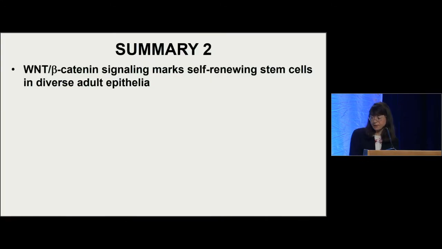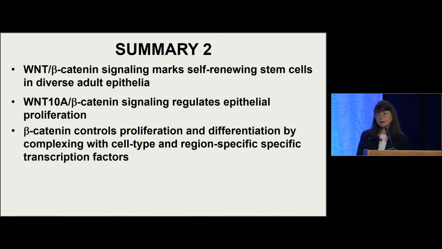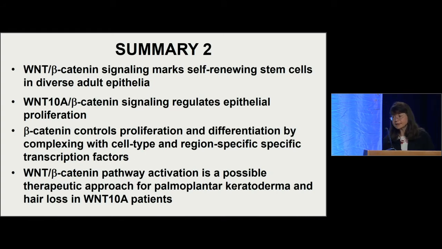So to summarize the second part of my talk, I've shown you that beta-catenin signaling marks self-renewing stem cells in diverse adult epithelia, and we've identified Wnt10A as a very important ligand in driving epithelial proliferation. But we additionally find that beta-catenin is also critical for differentiation, and it performs this different function by complexing with cell type and region-specific transcription factors. And importantly, our analyses indicate that activation of the beta-catenin pathway in Wnt10A patients could be therapeutically beneficial.